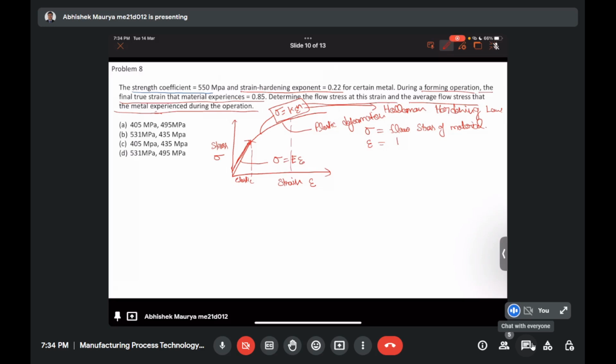So here, let's say this is the strain epsilon. Epsilon is nothing but the true strain. At this true strain epsilon, how much flow stress there will be, we can calculate from this equation. And what is K? K is the strength coefficient. And n is the strain hardening exponent.